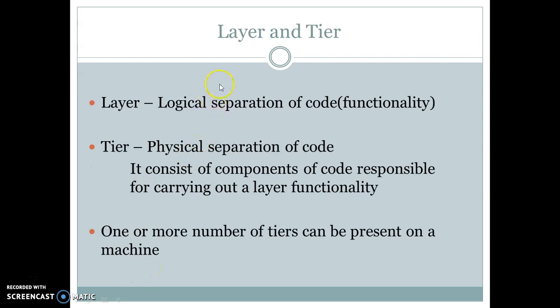Starting with layer and tier. So a layer is a logical separation of a code. It describes code with respect to its functionalities, whereas tier is the physical separation of code. It consists of components of code responsible for carrying out the functionality of a layer. There can be one or more number of tiers present on a machine.